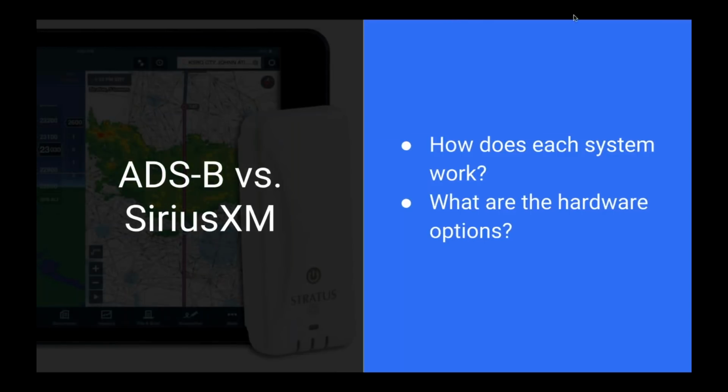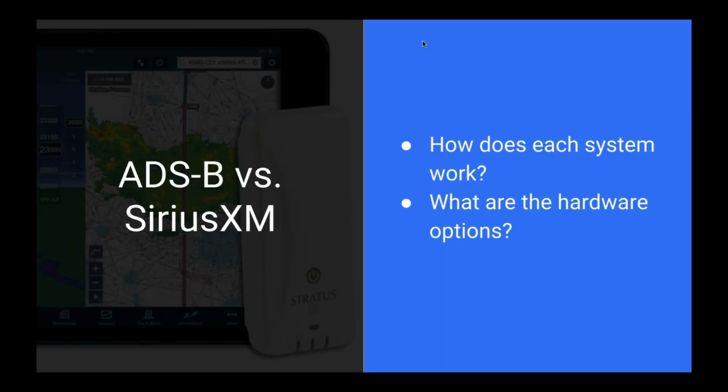Hopefully everybody's got my screen up there after the pass. So Scott laid a real good foundation there for what weather products we're looking at, whether it's radar, satellite, or METARs. Now we're going to talk about sort of the pipe, how we get those weather products into the cockpit.